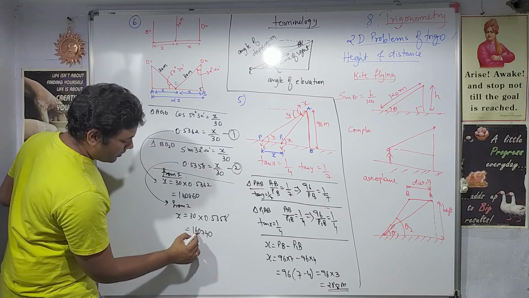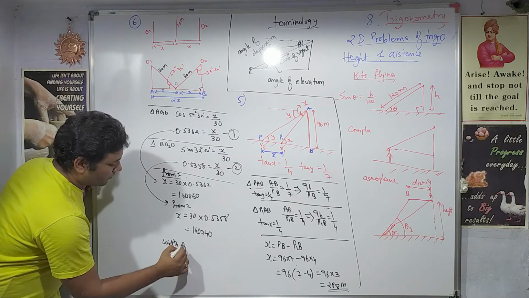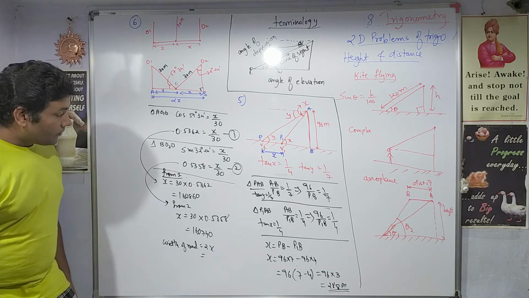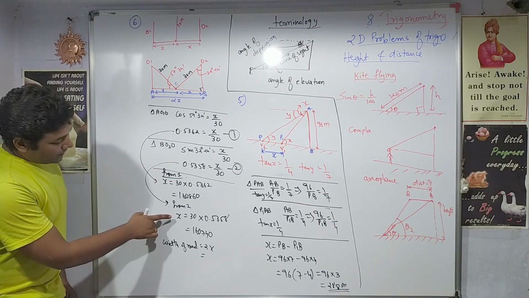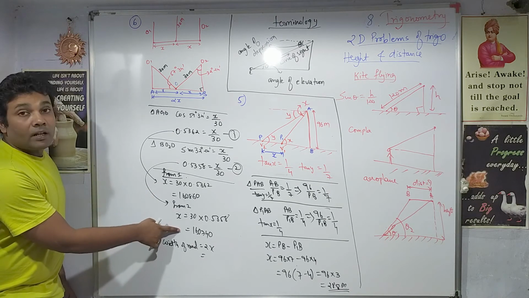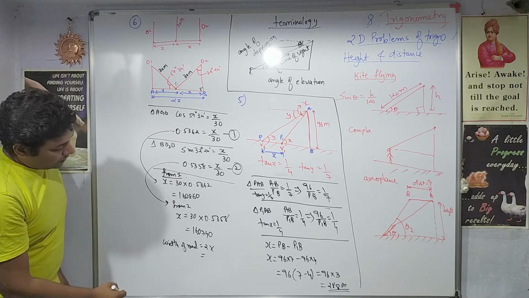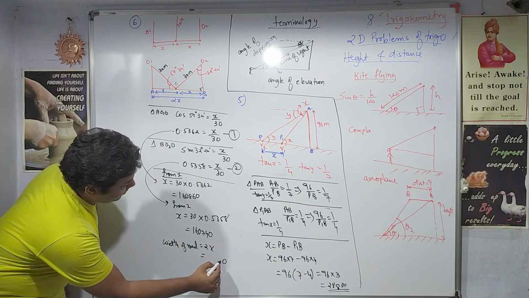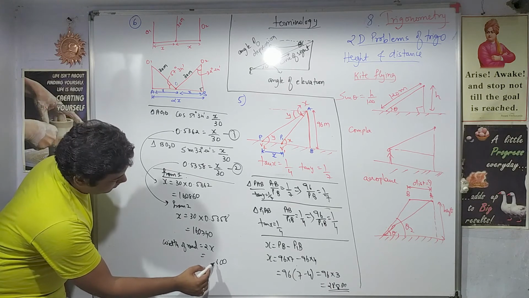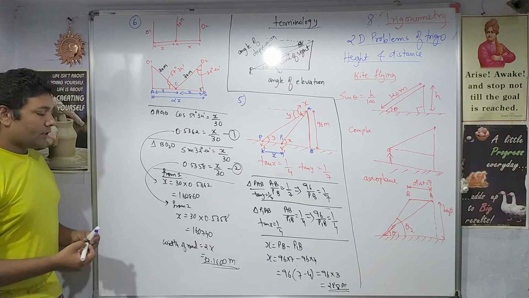So 1, 2, 3, 4, 16 point this. So our width of the road is 2x. If we find out the width of the road, here the values of x at both the places are almost the same. That means the ladder is in the center. If we add both these values, it will give 32.16 meter. This is the width of the road.